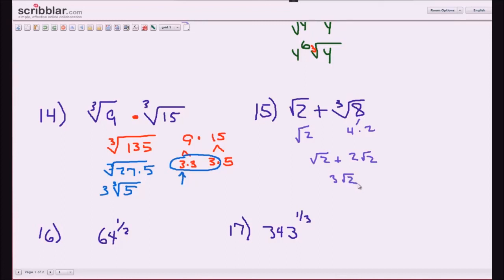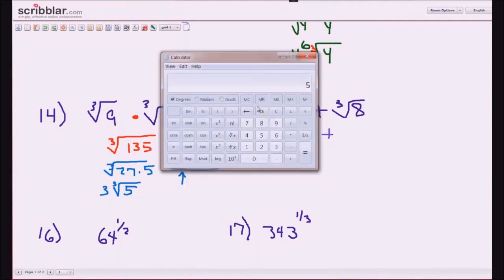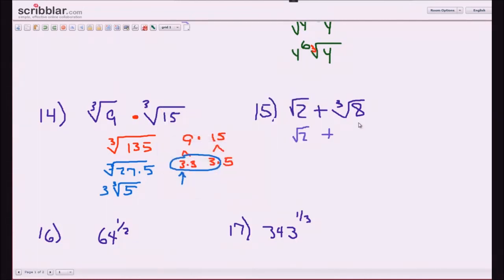But what they did was they forgot to recognize that the second one was a cube root. So this is actually technically incorrect. So what's correct then? Let's take a look. Root 2, okay, that's root 2. But that's the cube root of 8. Cube root of 8, that's a whole number. It's 2. 2 times 2 times 2 is 8. So cube root of 8 is actually 2.